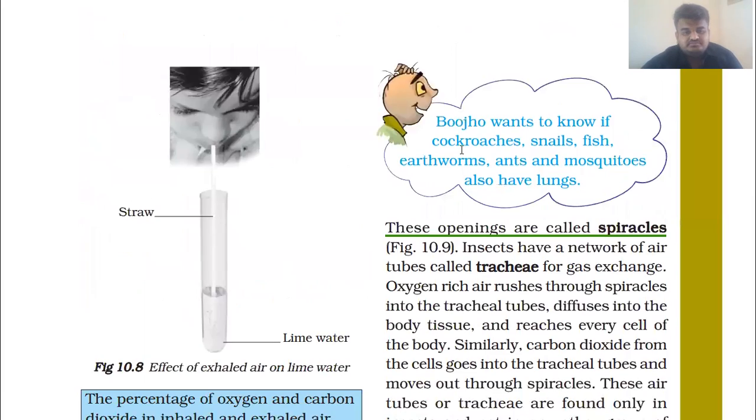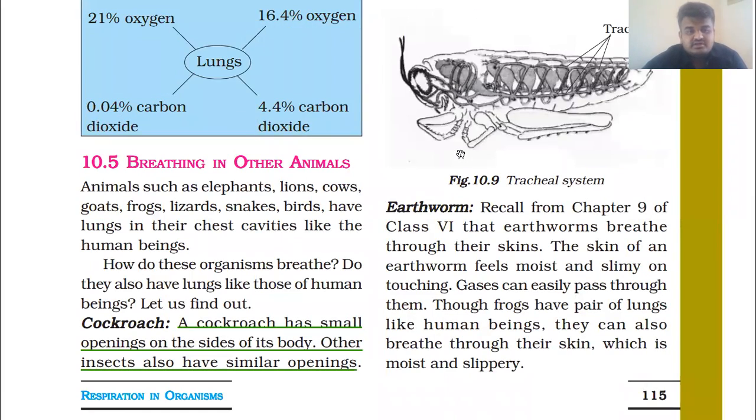Like frogs, lizards, snakes, or let's say big animals like elephants, lions, cows, wild animals. So what about the respiration system in animals? Let's study about it today. This topic 10.5 we are going to complete today, that is breathing in other animals.